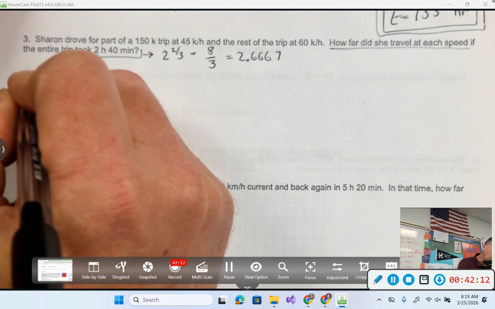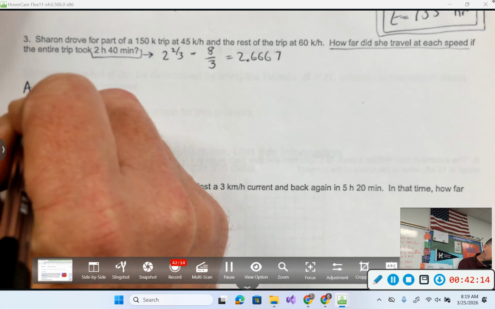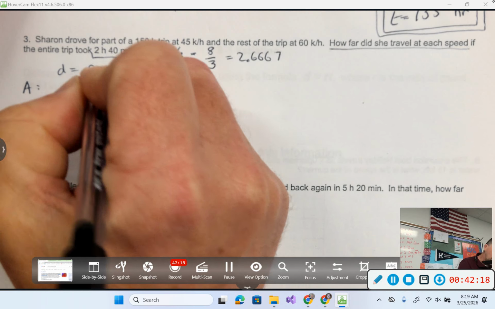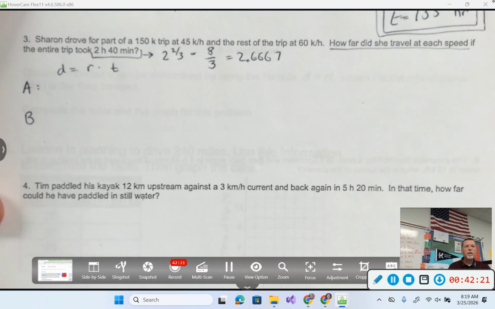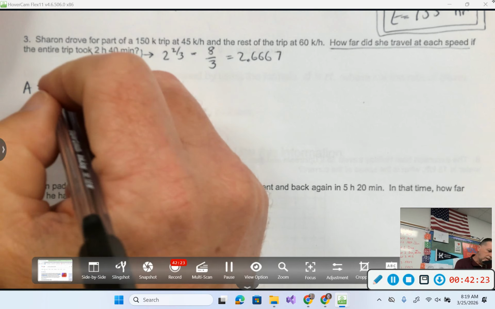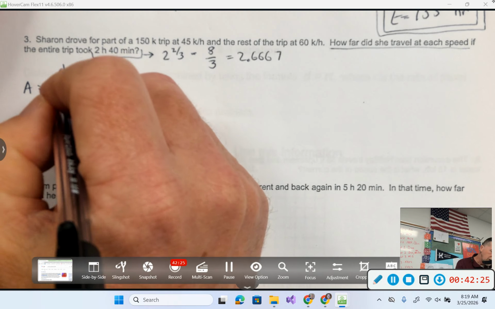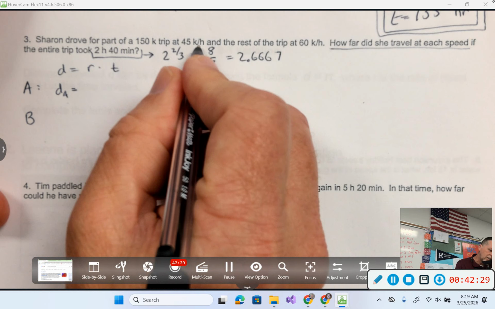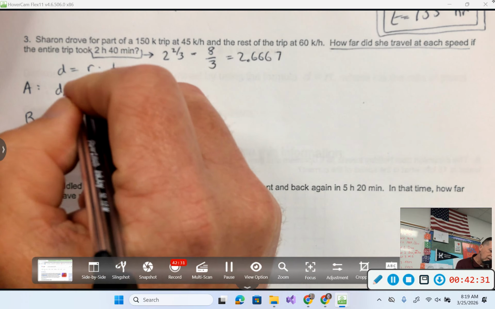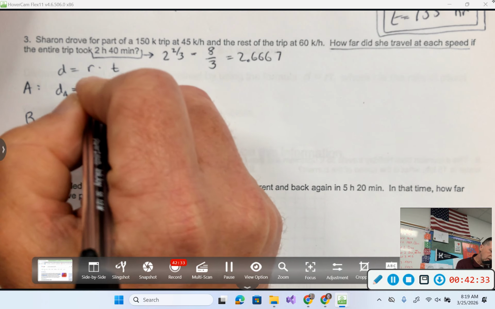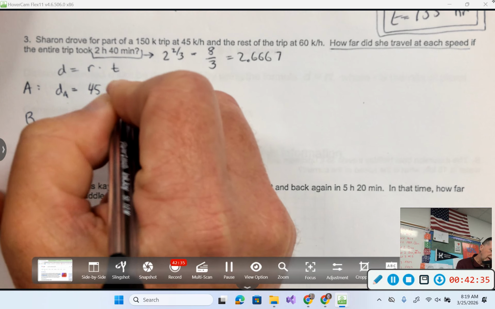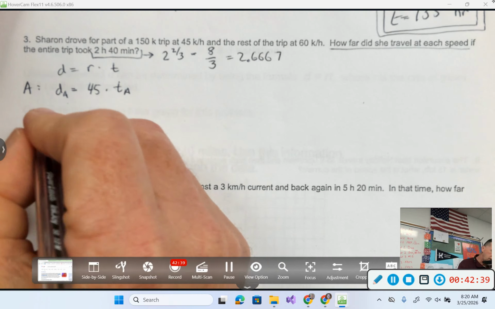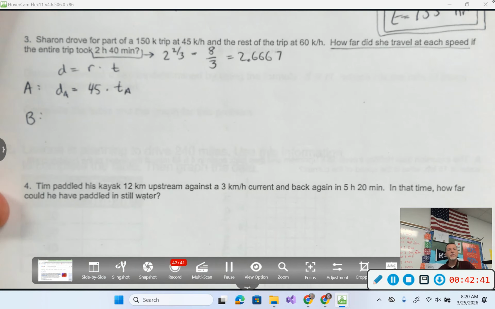Okay, so we got two parts of the trip. Let's just call them part A and part B. And I'm still thinking distance equals rate times time. Distance I don't know. That's what we're looking for. Rate is 45. And time I don't know. So that feels like that's not very helpful. Well, let's keep writing and see what else we learn.